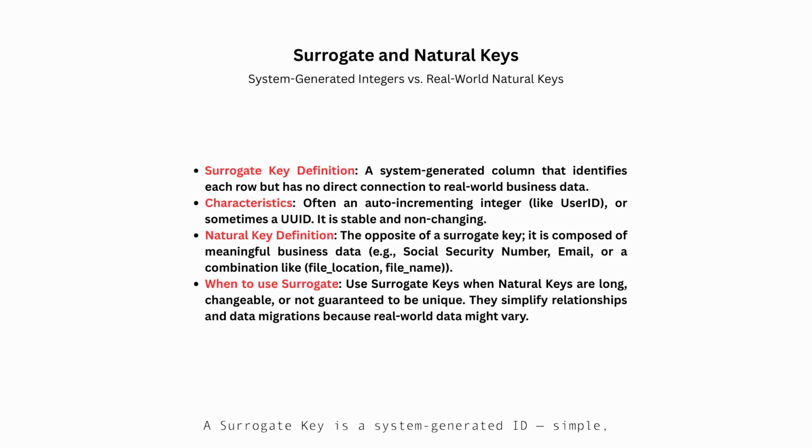A surrogate key is a system generated ID, simple, stable, and meaningless. A natural key uses real world data like email or SSN, meaningful but prone to change. Surrogates are preferred when natural data can change or isn't guaranteed to be unique. Use both: the surrogate as your stable primary key and the natural as your alternate key for business logic. This balance brings both performance and context.